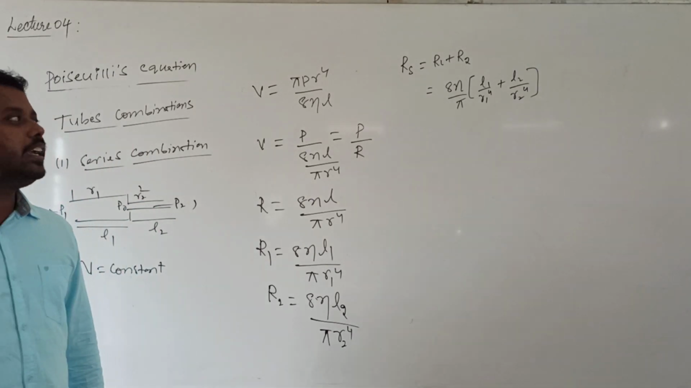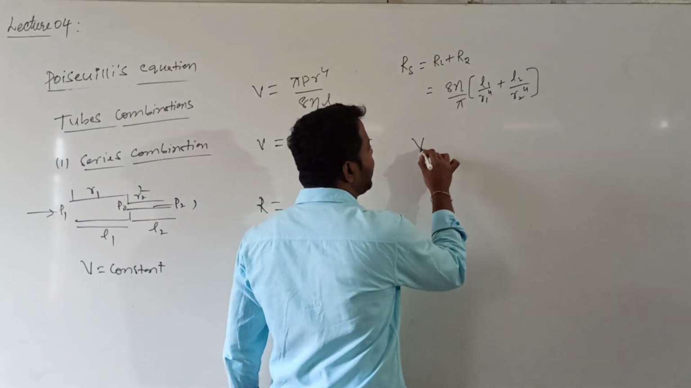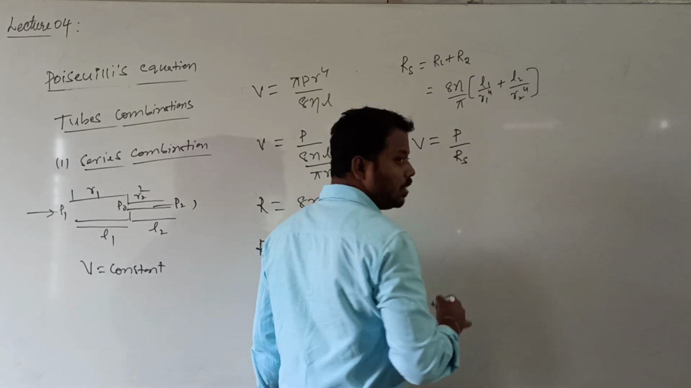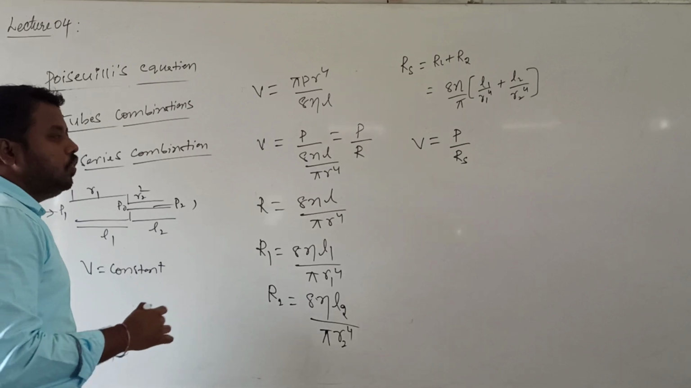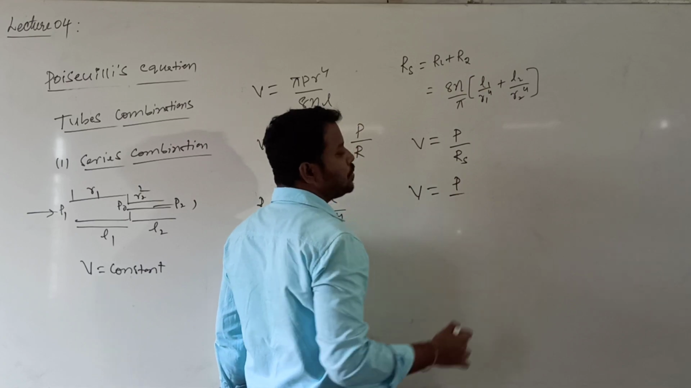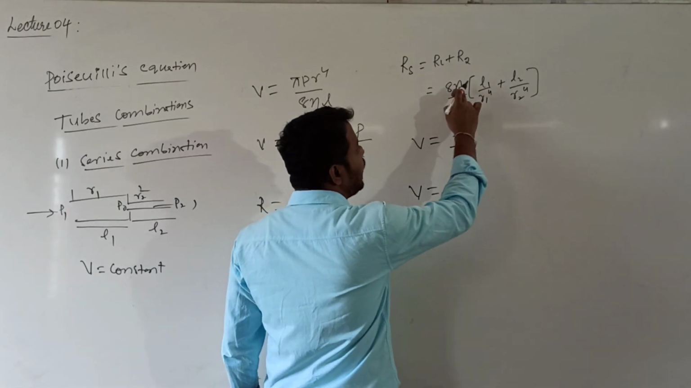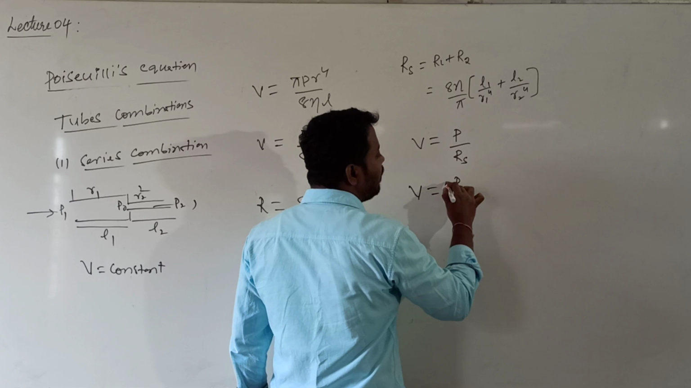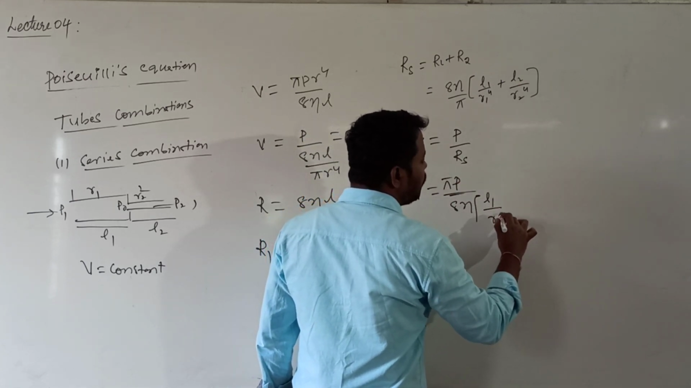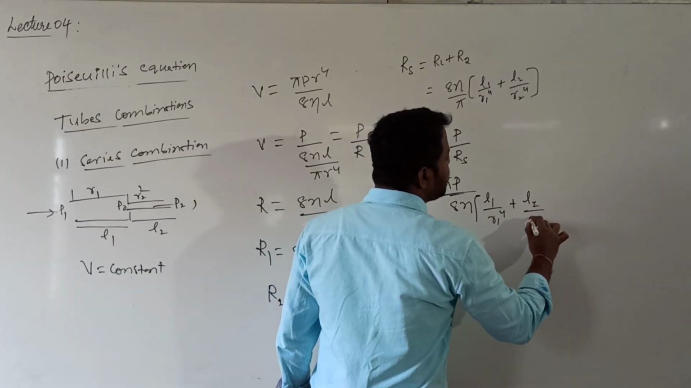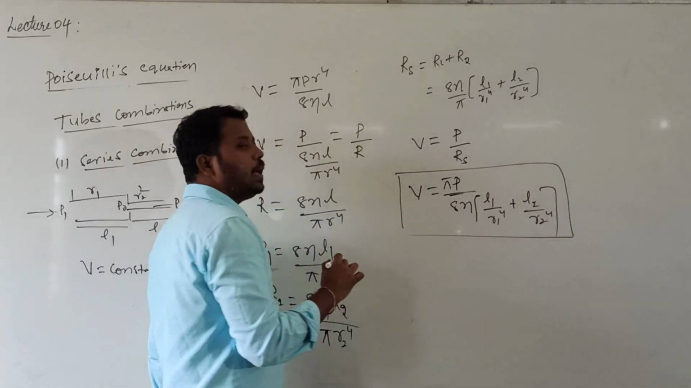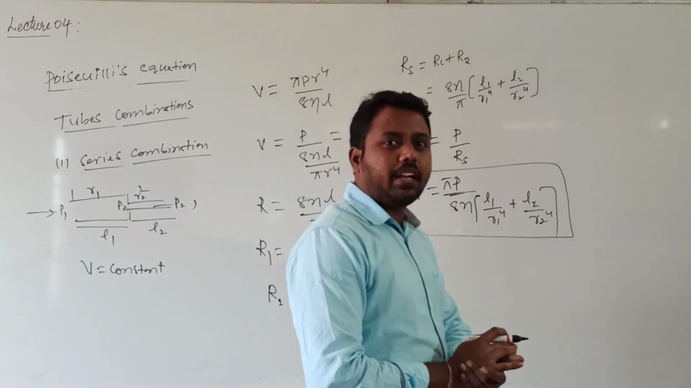Now I want to calculate the total volume of the fluid flowing per second. Total volume V is equal to P divided by Rs. Substituting the value of Rs, with eta, the pi goes to the numerator: V is equal to 8 pi P divided by (L1 by R1 power 4 plus L2 divided by R2 power 4). Understood?